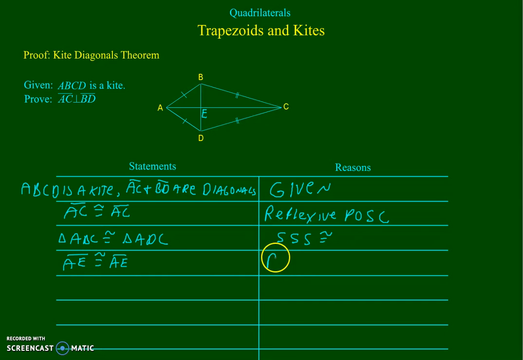And that's reflexive property again. And then we want to say that this angle is congruent to that angle. So angle BAE is congruent to angle DAE. And the reason is because this angle is part of the top big triangle and this angle is part of the bottom big triangle, so that's CPCTC.